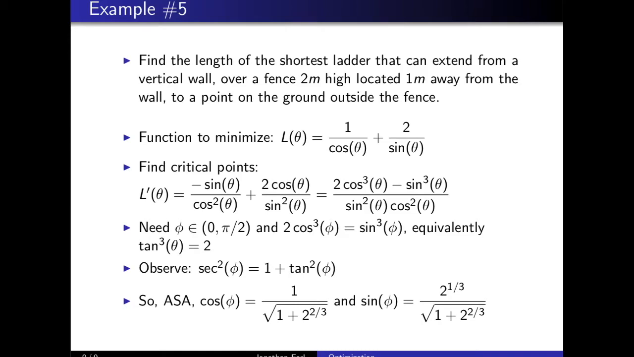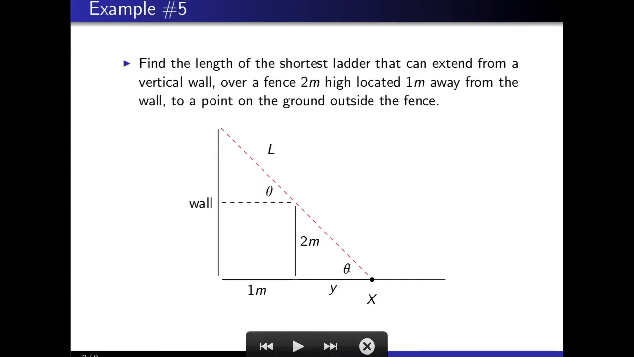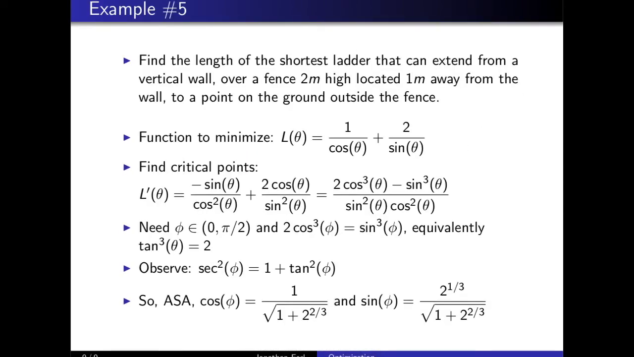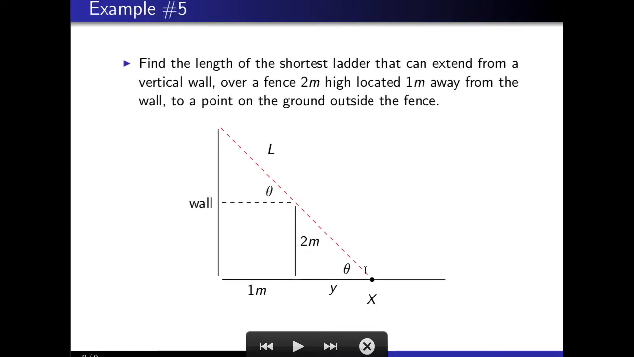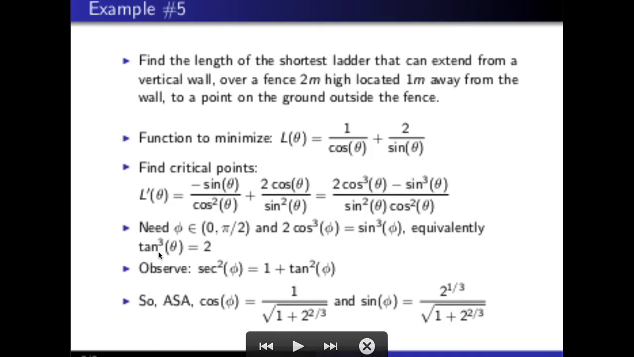Anything more than that doesn't really make any sense, because if this angle were bigger than 90 degrees, the ladder would be going this direction and not actually hitting the wall. Okay, so what we need is an angle so that 2 cosine cubed equals sine cubed. The other thing that we could say is that if the angle was pi over 2, that would mean the ladder's going straight up and it's not going to hit the wall. If the angle was 0, that means it's going straight into the ground and it's not going to clear the fence.